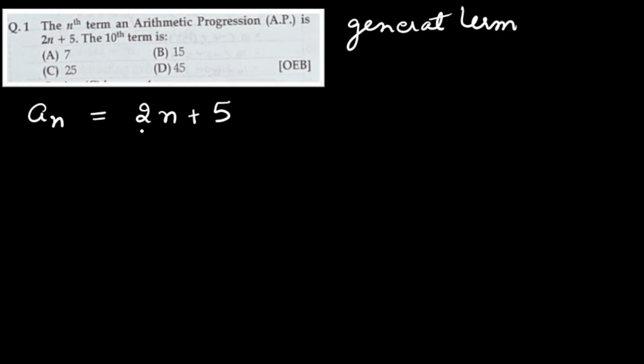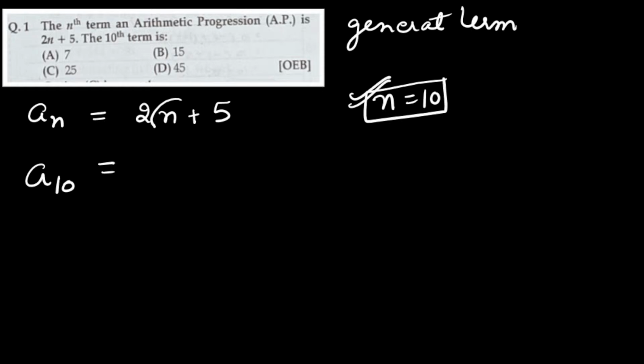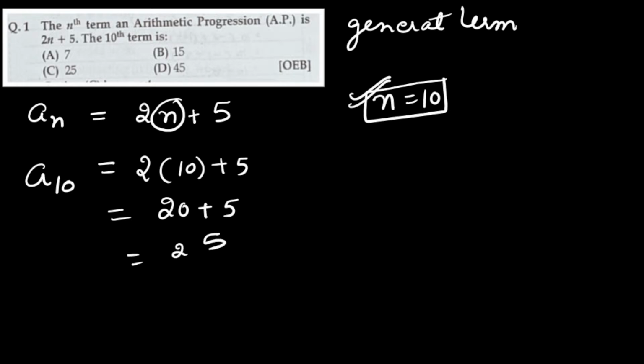So here one general term is given to us. We have to find the 10th term. 10th term means what? We have to find a10. So we can just substitute the value of n as 10. Whenever you get these types of questions with the general term, whichever term they are asking for, you substitute that as the value of n. Here they are asking to find the 10th term, so at n's place we will just write 10. So 2 into 10 plus 5. 2 into 10 is 20, plus 5, it is equal to 25.